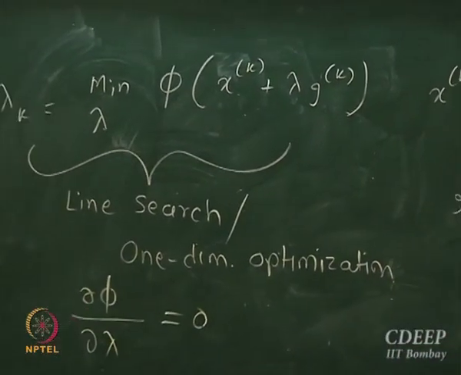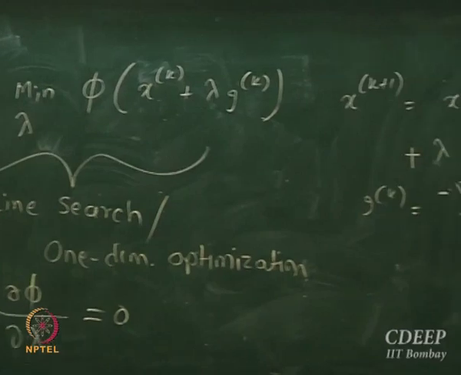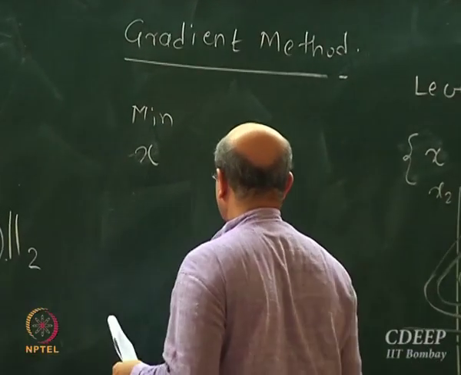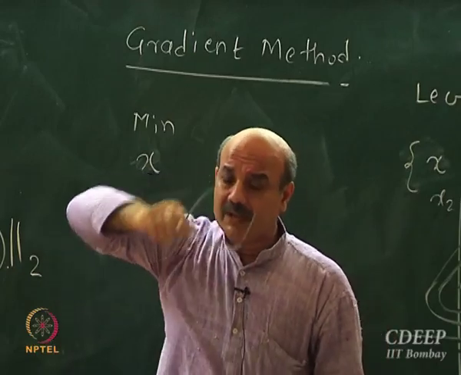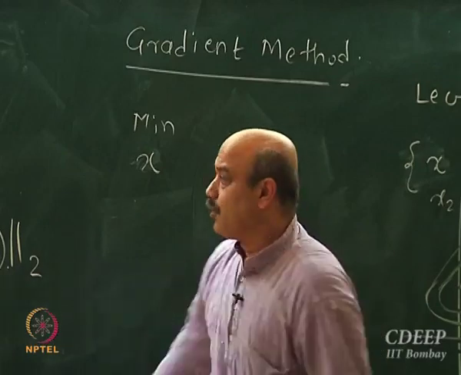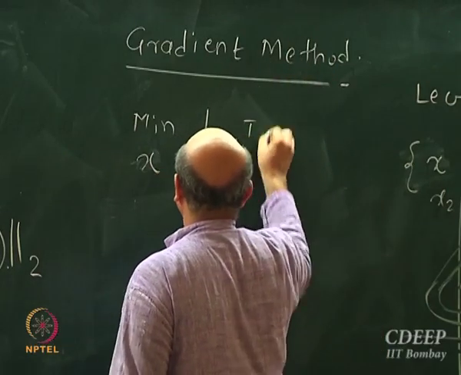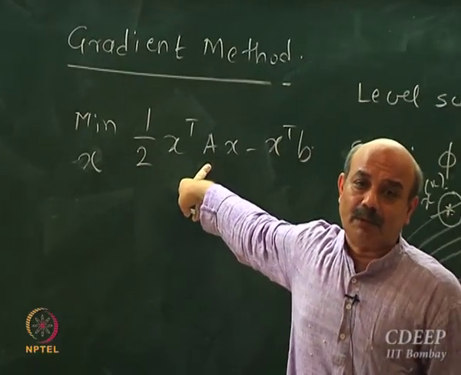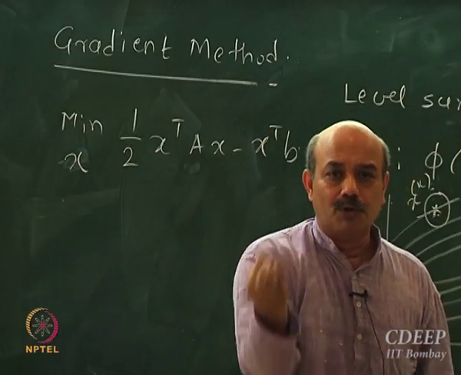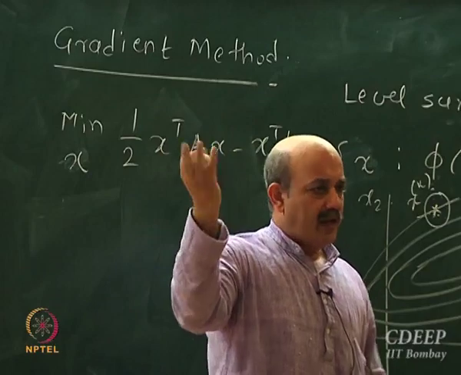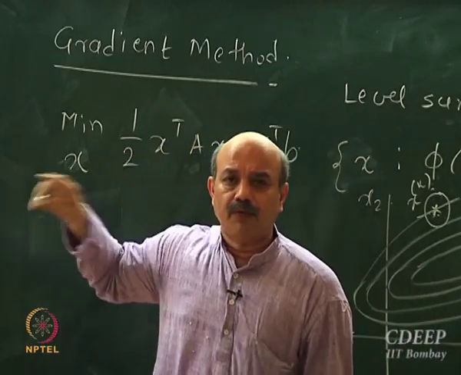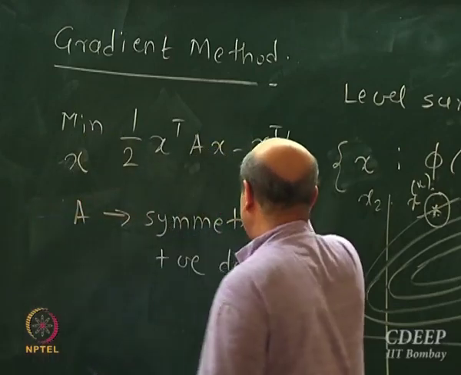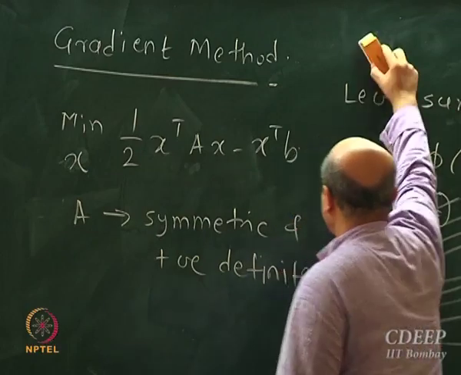My phi of x here is, just for the sake of writing simplicity, I'm going to say that this is half x transpose Ax minus x transpose b. I'm going to solve for the case where A is symmetric positive definite. If your matrix A is not symmetric positive definite, what to do, you know already: pre-multiply both the sides by A transpose. So I'm just going to look at the case right now for deriving the algorithm, for the sake of simplicity of notation, where A is symmetric and positive definite. Now let's apply the algorithm.